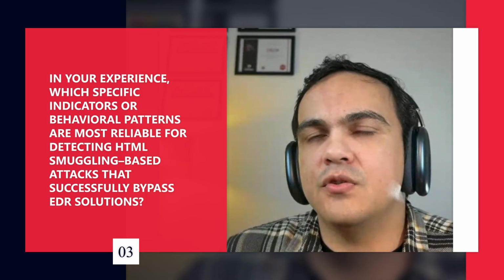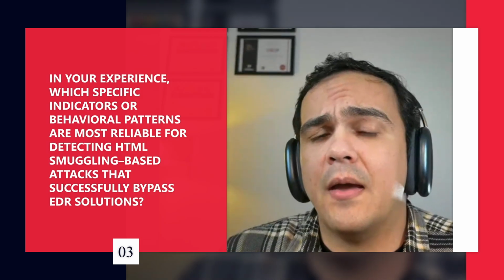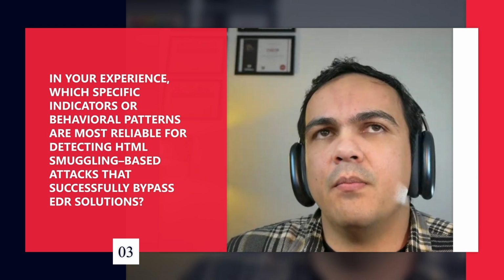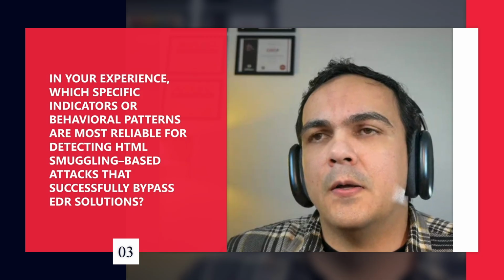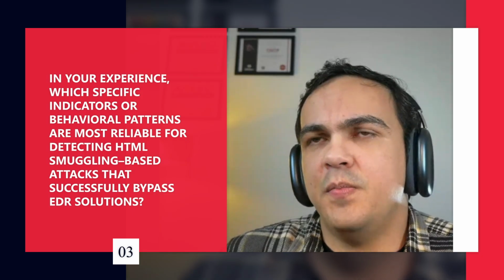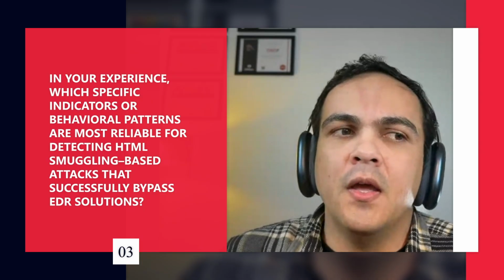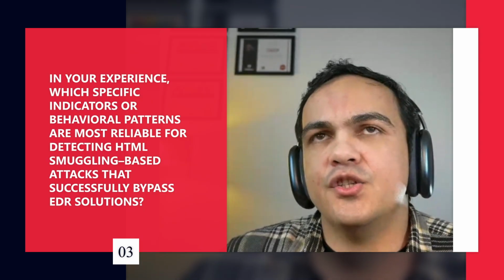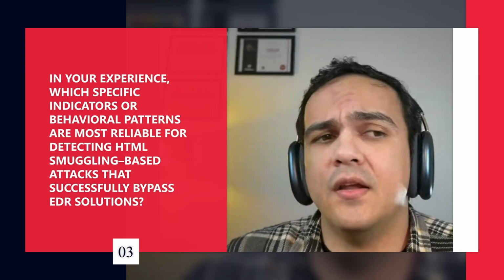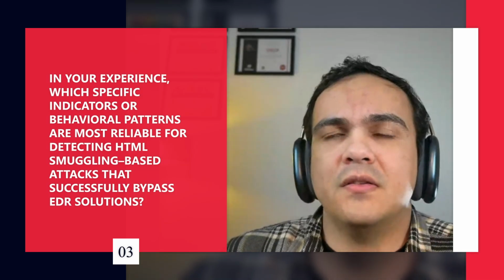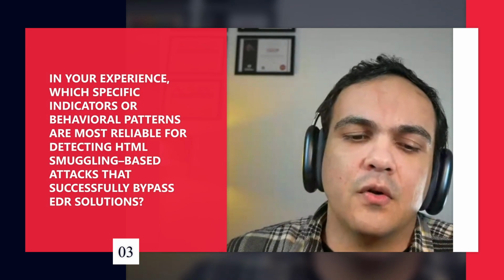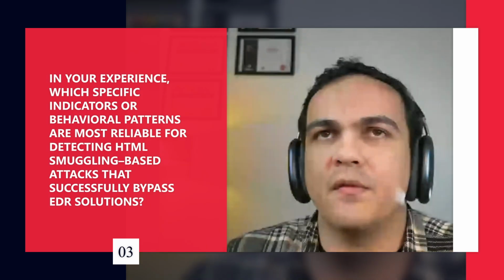Okay, sometimes you can use, for example, because I'm here in my lab, I don't use any encryption here. I just use HTTP, pure HTTP. But usually attackers use TLS or SSL, and then you need to implement things like SSL inspection and stuff like that to try to block this type of technique.